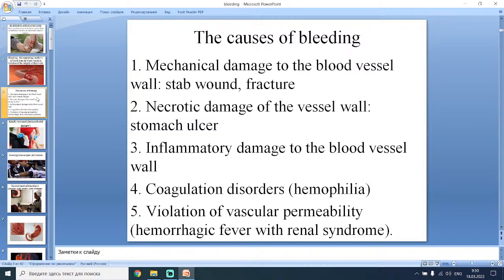Fourth group, coagulation disorders. It's very often caused by coagulation disorders such as the diseases hemophilia A, hemophilia B, and maybe hemophilia C. And fifth group, violation of vascular permeability, maybe with hemorrhagic fever with renal syndrome, maybe other diseases.